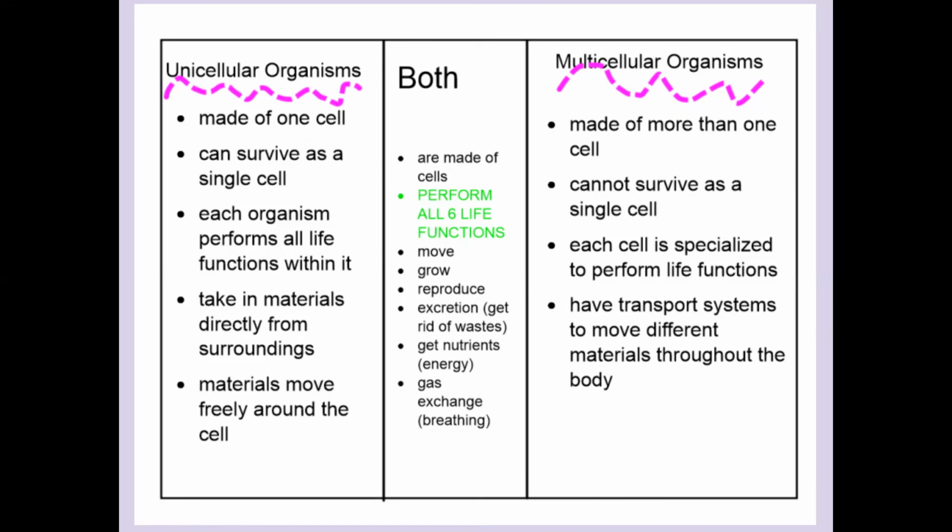You look in the middle, those are the things that they have in common. Both unicellular and multicellular organisms are made from cells. They perform all 6 of those life functions. They move, they grow, they reproduce, they excrete, they get rid of those wastes, they get the nutrients, and they exchange gases, which is breathing.